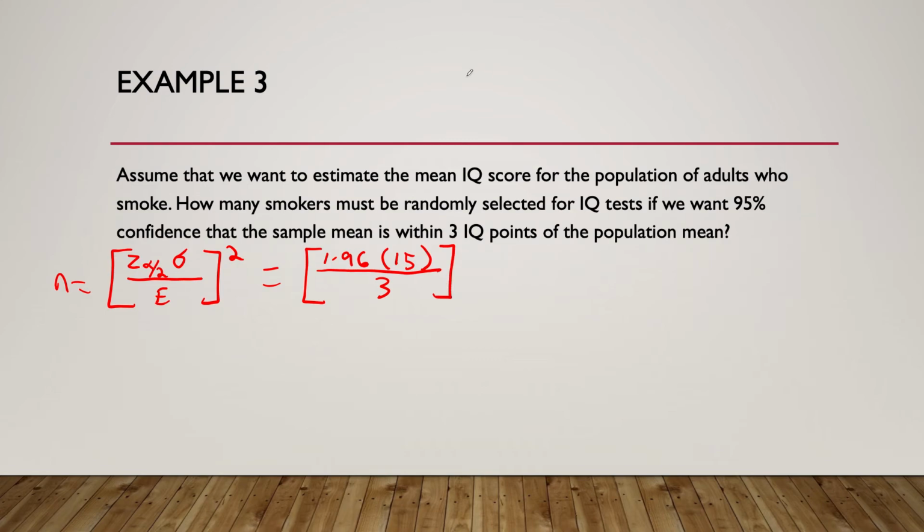So this uses the population standard deviation of 15. And we need to square this. If we toss this into a calculator, we get an answer of about 96.04. This rounds up to 97. So we need 97 people, 97 smokers.